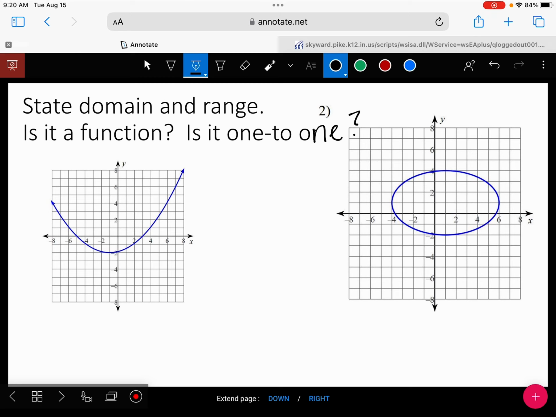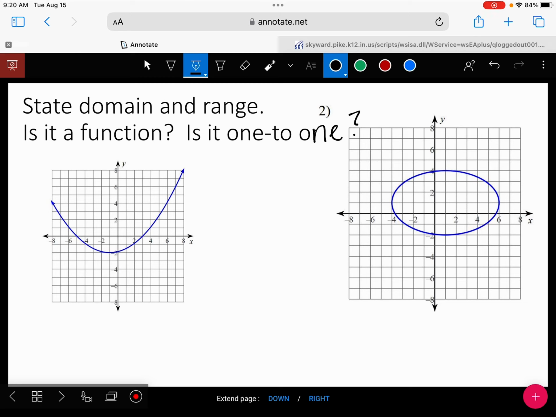So looking at those 2 graphs, everyone should just try. Take a couple of minutes, say the domain and range. Take a guess. Don't leave it blank. Just take a guess. This is a chance for you to practice before the test. What would you tell me the domain and range would be?